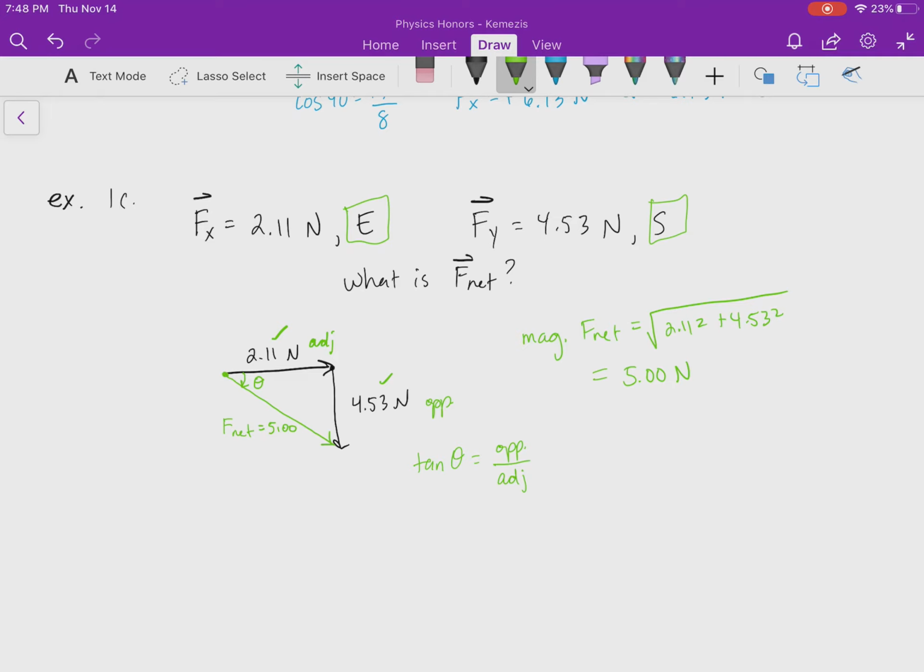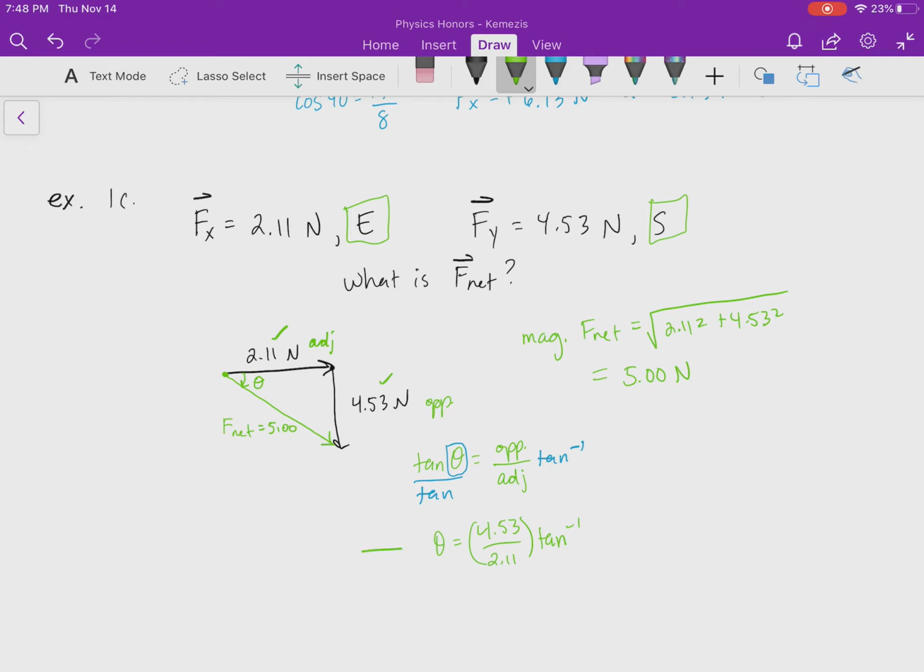Okay, so now, before we were using this to solve for the side, like the opposite side, but now we're trying to use it to solve for the angle. So we need to get the angle by itself. We divide through by tangent, which is the same thing as multiplying by the inverse. And your calculators have inverse tangent, inverse cosine and inverse sine. So that's what we're going to be doing. We're going to say the angle is equal to our opposite side, 4.53 divided by 2.11, and then we are going to take the inverse tangent of that ratio to get the angle.